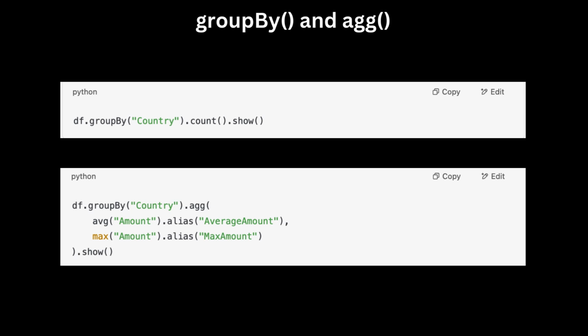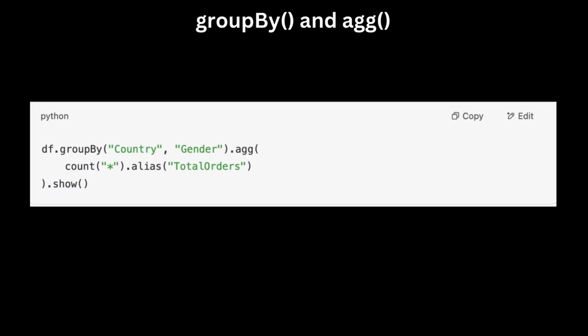Now, what if you want to calculate more than just count, like average, sum, or max? That's where agg comes in. It lets you apply multiple aggregate functions together. This groups the data by country and calculates both the average and maximum purchase amount. You can group by multiple columns too. For example, if you want to group by both country and gender, this gives you deeper insights, like how purchasing behavior varies by both geography and gender.